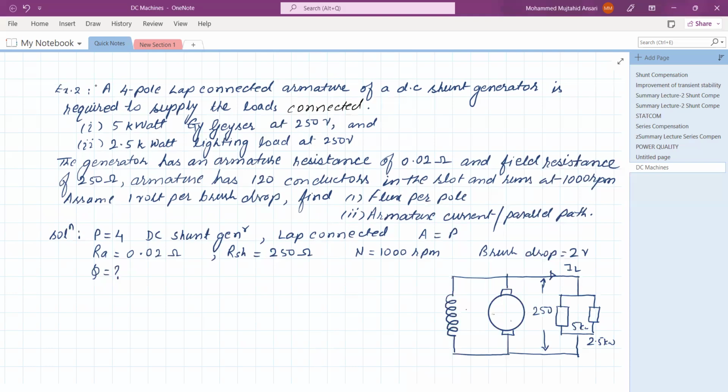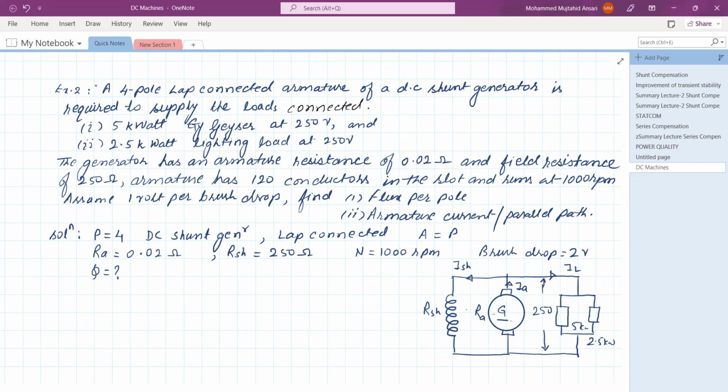Okay, armature resistance. This is the generator, so it is having armature resistance. It is RSH. This is nothing but the ISH, and here is the armature current IA, and we are going to determine it, isn't it? So it is a very interesting and simple numerical.